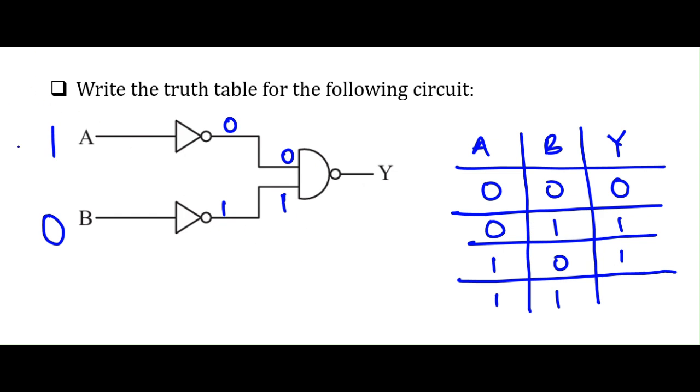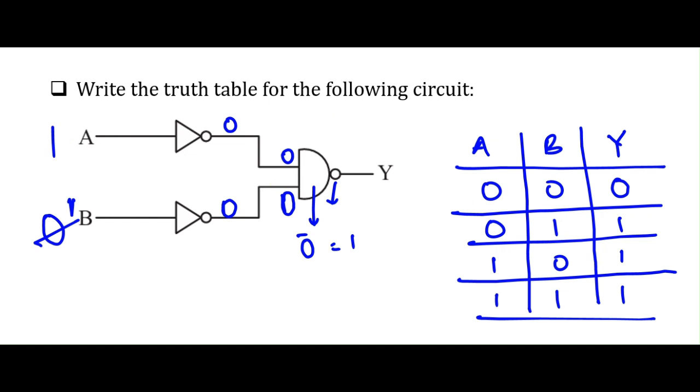And the last combination, which will be 1 1. So 1 will be 0 here, 1 will be 0 here. So here these two inputs for this combination are 0 and 0. So for the AND gate, 0 and 0 will result into 0, but there is a NOT gate, so it will be 1. So finally, last combination will give us 1. So this is the truth table for the circuit drawn here.